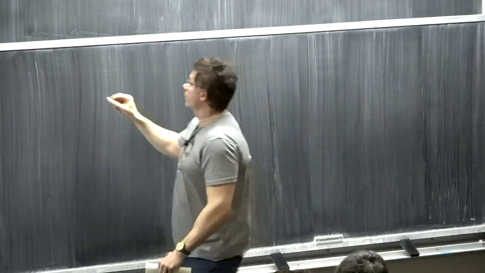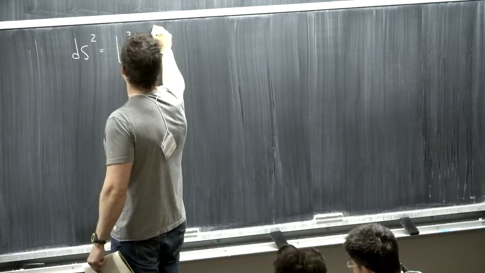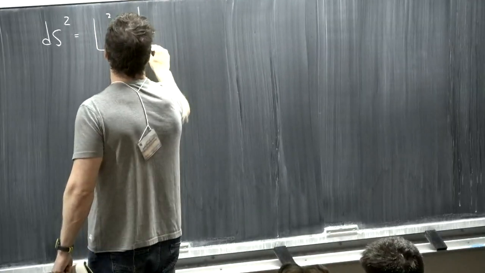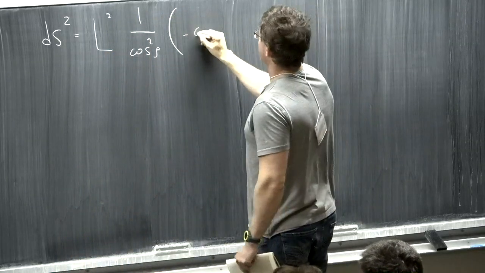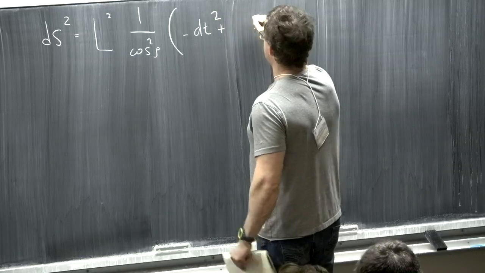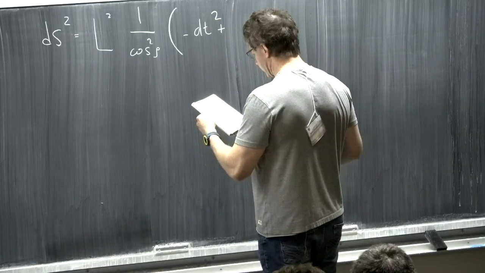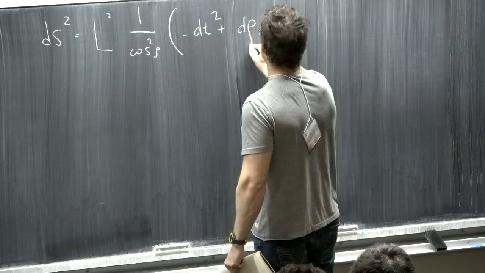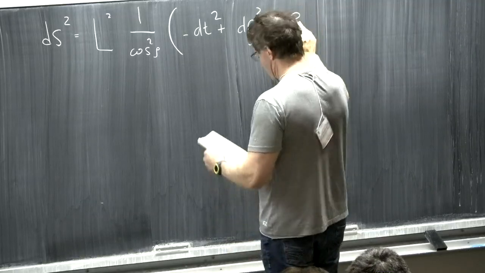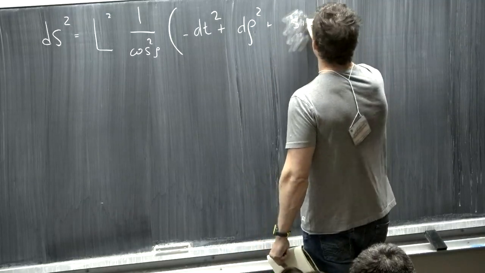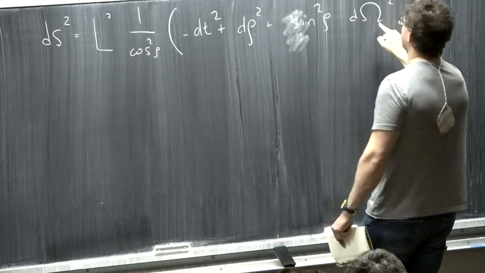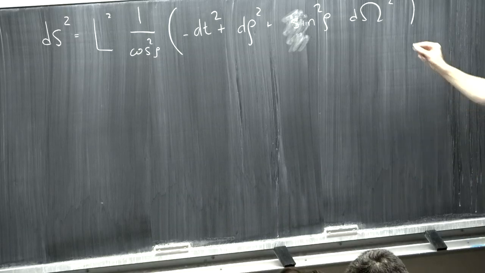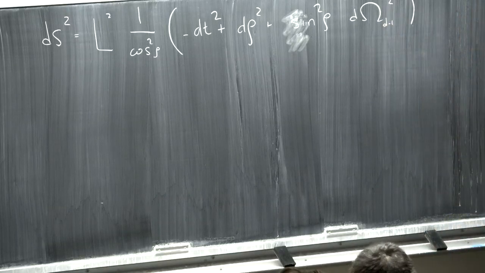In those coordinates, you get the metric of AdS_{d+1}. There is an L squared out front, and then there is 1 over cosine squared of rho. Then there is minus dt squared plus d rho squared plus sine squared rho d omega squared. This is the metric on the d-1 dimensional sphere, so I'll just put d-1 here. So this is the metric.